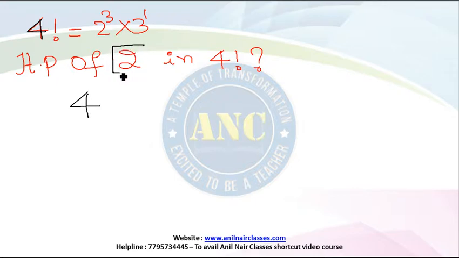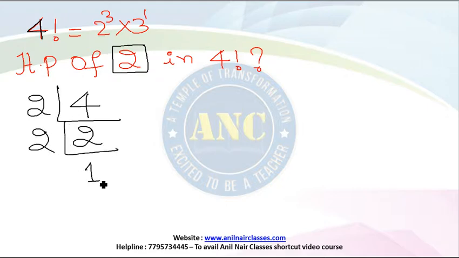Which highest power do I need? Highest power of 2 I require. So divide this 4 by 2. However many times it can be divided further, please divide it. Once you think that it cannot be divided further, you can stop. 2 into 2 is 4. 2 into 1 is 2. I cannot further divide 1 by 2, so I will stop at this point.